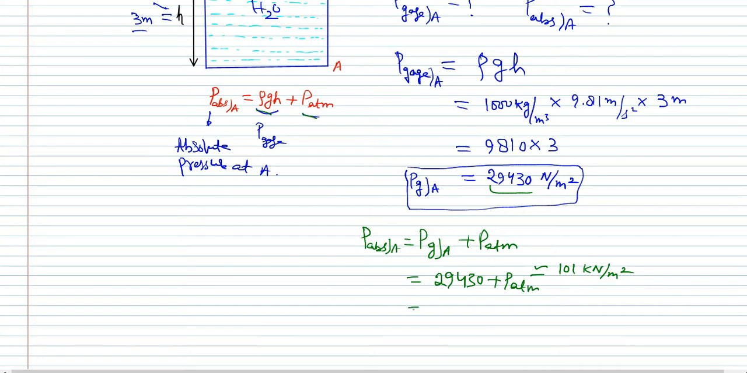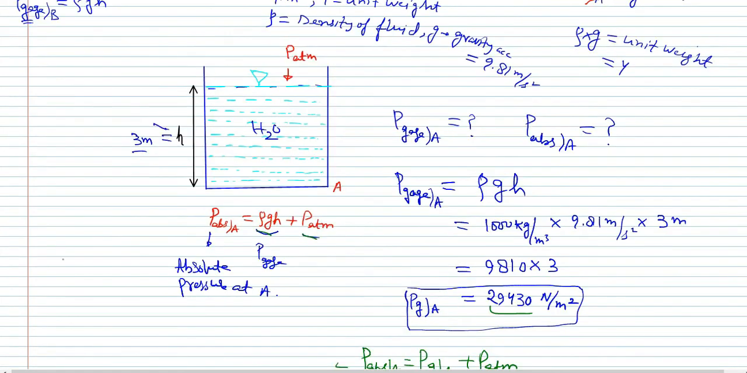So this would be 29430 plus 101, and it is kilo, right? Kilo is 3 zeros, 1 2 3. When you add these up, you will get the absolute pressure at A. In this way we find the absolute pressures, I mean to say the static pressures. The static pressure is directly proportional to the height of water, or the height of fluid above it.